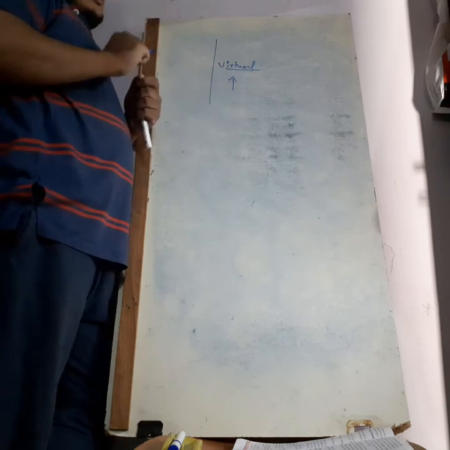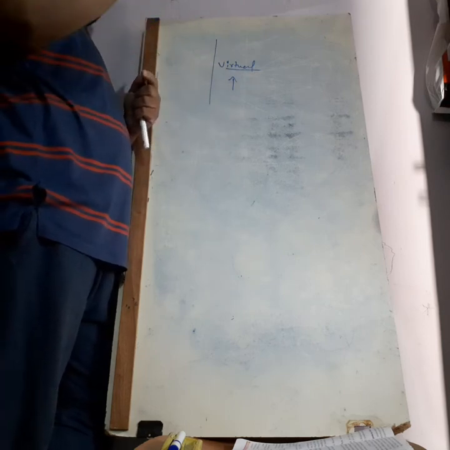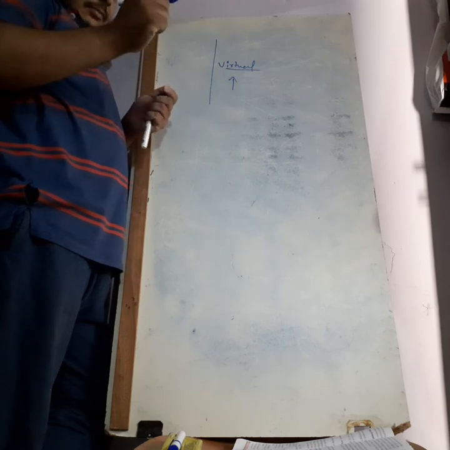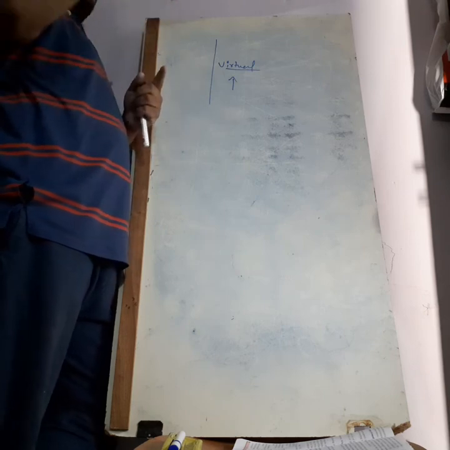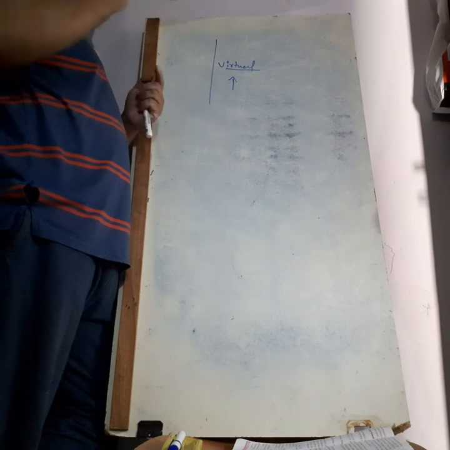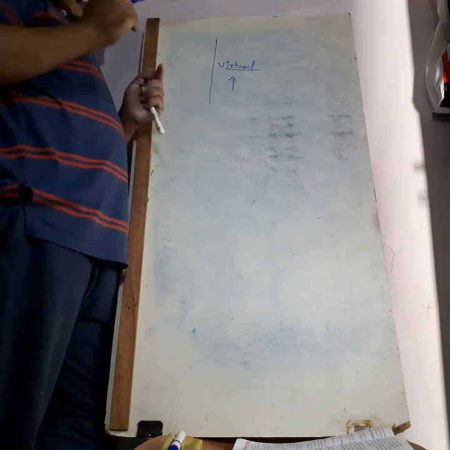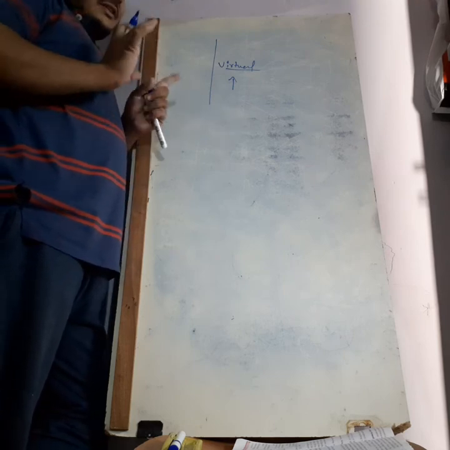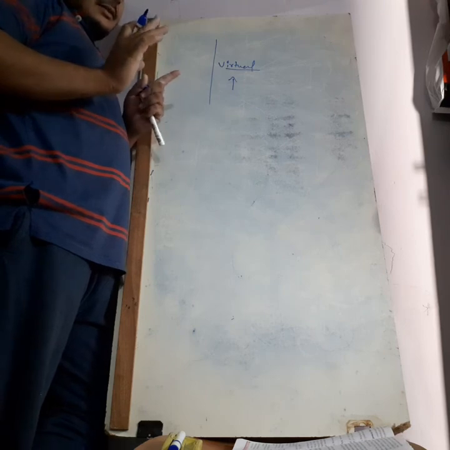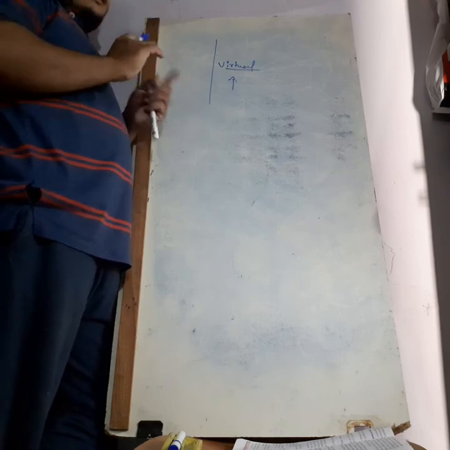Whenever you try to see images in a plane mirror, these are the important characteristics. It will appear the same to you. Whatever the height is, the height will remain the same. Whatever the angle, everything will remain the same. Only one thing will change in a plane mirror, and that is the lateral inversion.